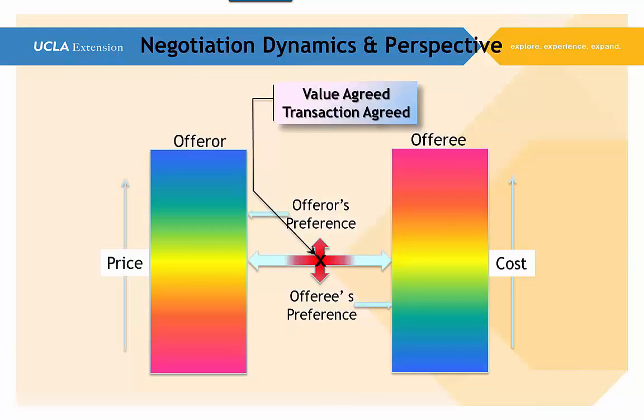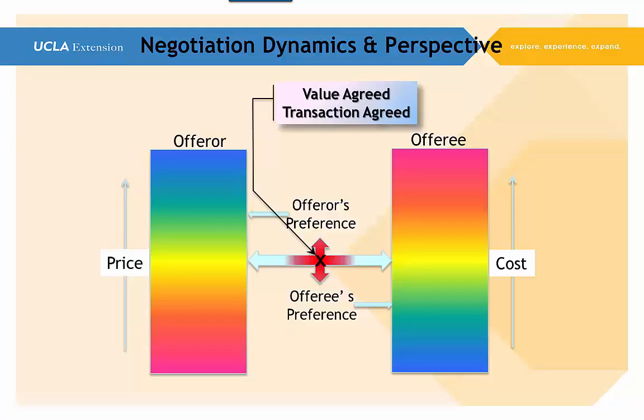Another way of looking at negotiation dynamics. If you look on the left side, you're looking at the offer, and the offer has got a price on the table. But the offeree, like the customer, doesn't see it as a price. They see it as a cost. And the higher that cost, the more unhappy they are, and that's why they're red. But for the offerer, the higher the price, the more they like it. The offeree wants the price to go down, or the cost to go down, and the offerer wants the price to go up. So you have a preference, like looking at the middle there. There's an offerer's preference, and then there's an offeree's preference.